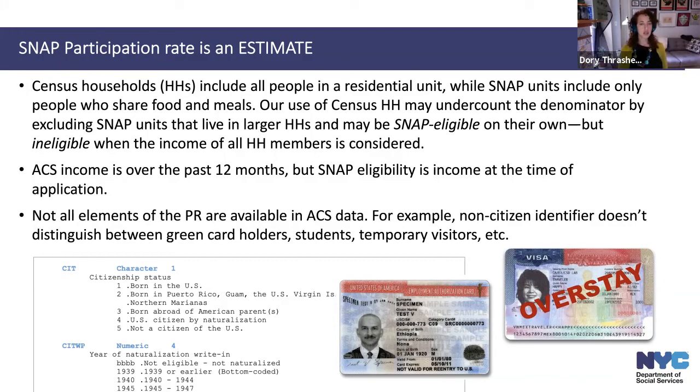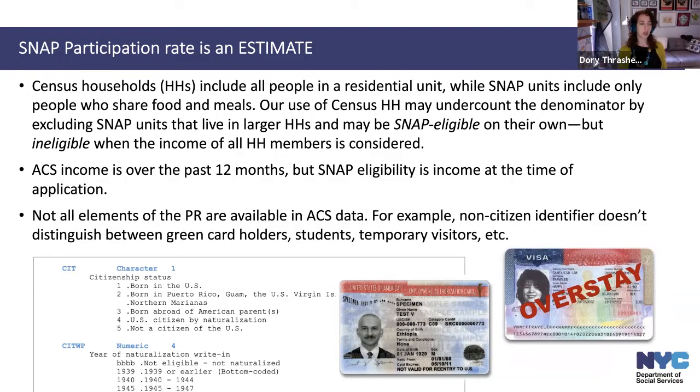So first, census households include all people in a residential unit, but SNAP units are only people who share food and meals. So unrelated roommates, for example, would not necessarily count as a SNAP unit. We use the census households to determine a household, and that probably undercounts the denominator because it's going to exclude SNAP units that live in larger households and might be SNAP eligible on their own, but ineligible when the income of all the household members is considered. So you imagine two families living together where each on their own would qualify for SNAP, but as a combined household, they don't.